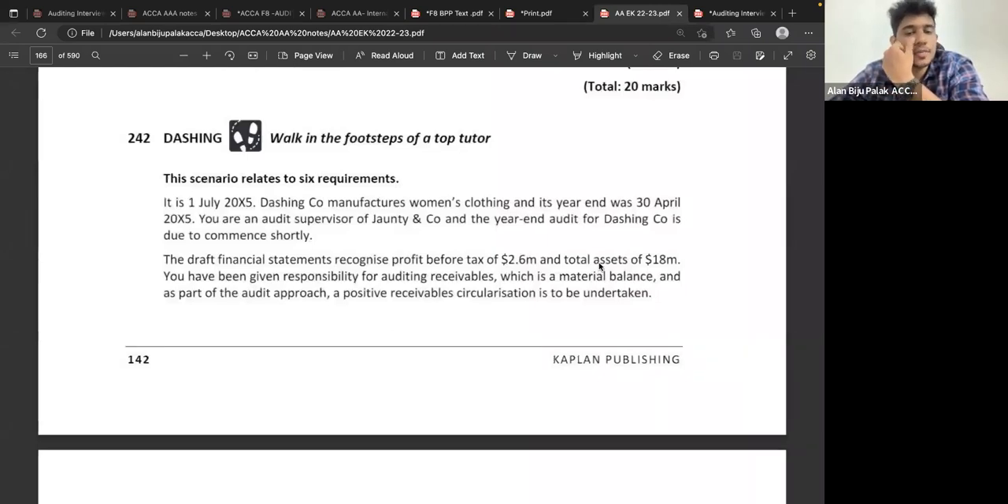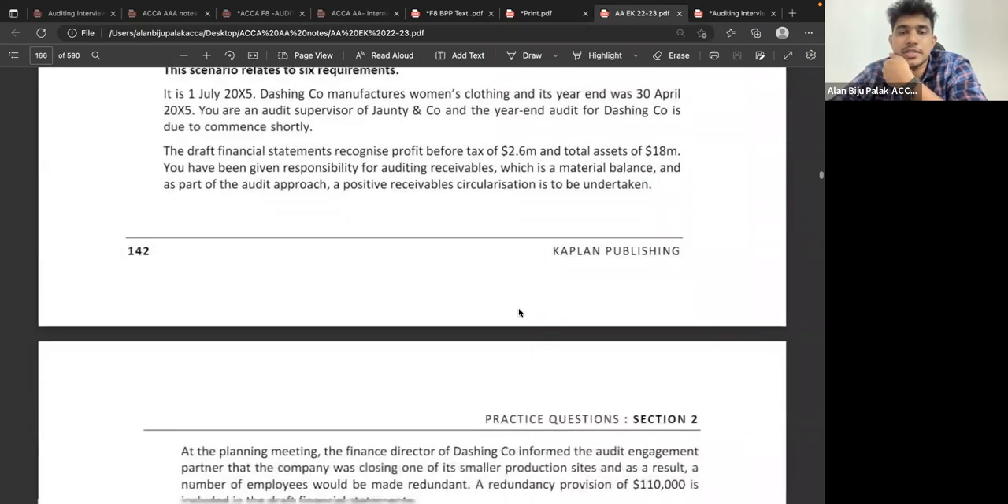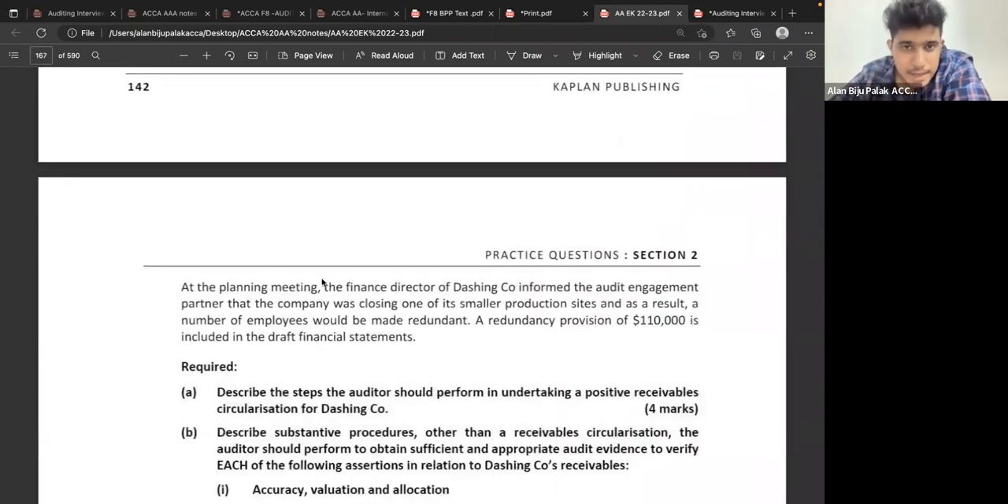You have been given responsibility for auditing receivables, which is a material balance, and as part of the audit approach, positive receivable circularization is to be undertaken. At the planning meeting, finance director of Dashing Company informed audit engagement partner that the company was closing one of the small production sites, and as a result, a number of employees would be made redundant. Redundancy provision of 1,10,000 is included in the draft financial statements. So this is what they have mentioned regarding the scenario.